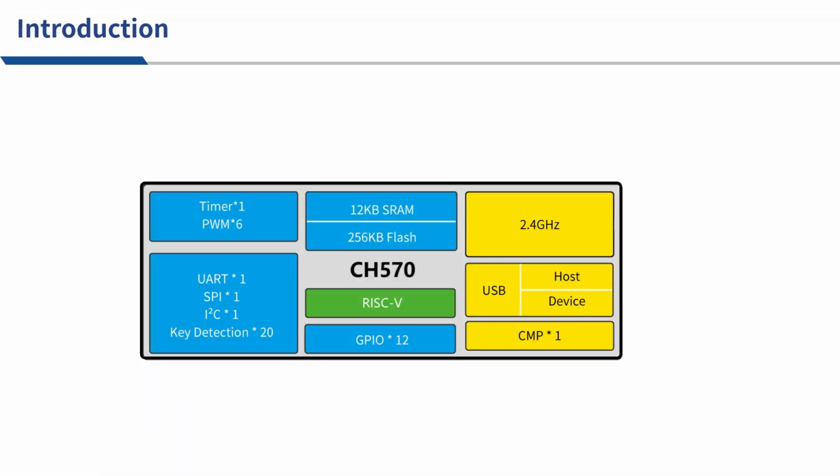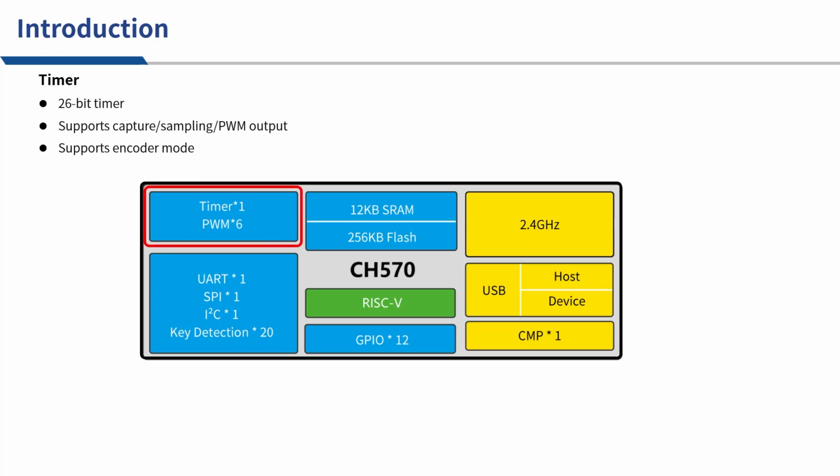First, let's take a look at the peripherals of CH570. CH570 has a built-in 26-bit timer. This timer supports capture, sampling, and PWM output. It supports encoder mode. In addition to this timer as a PWM, it also supports another 5 PWMs.